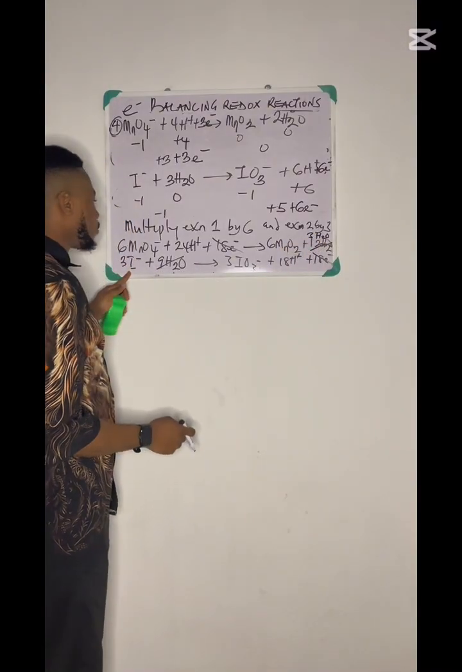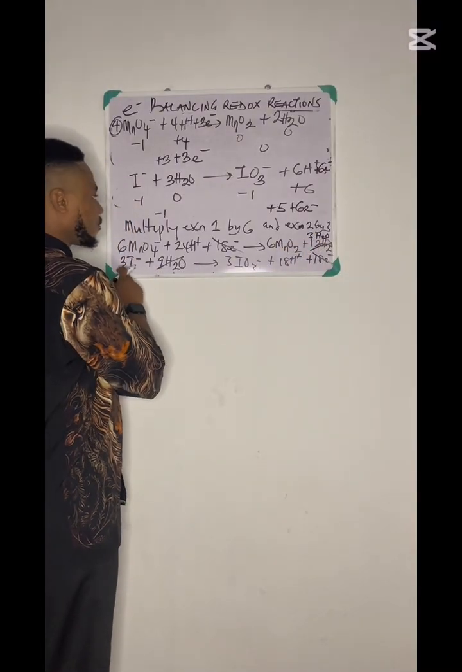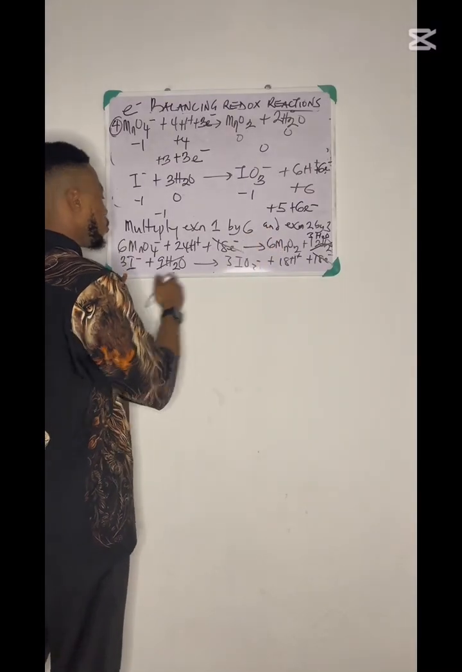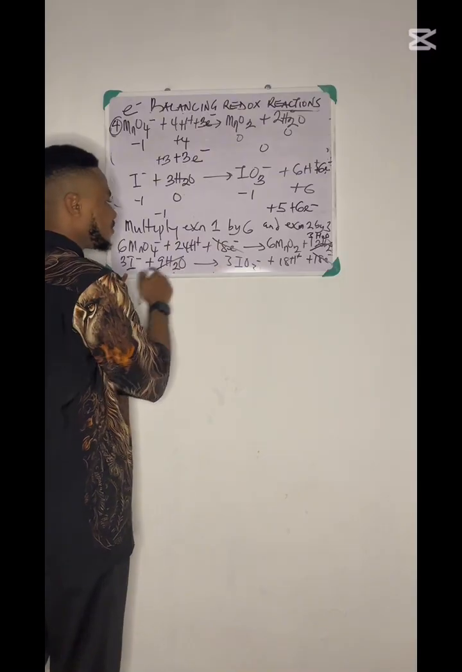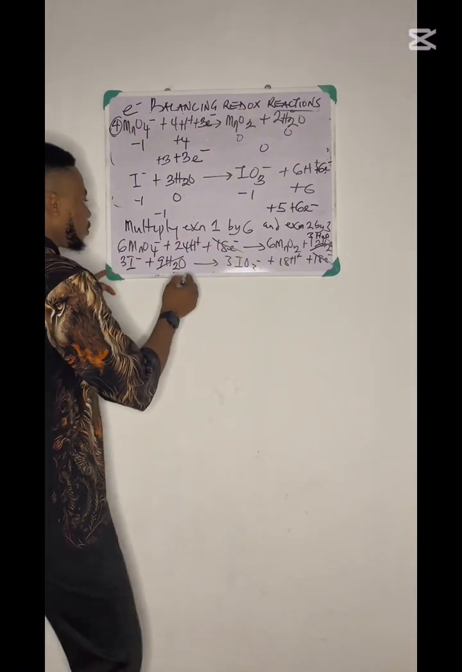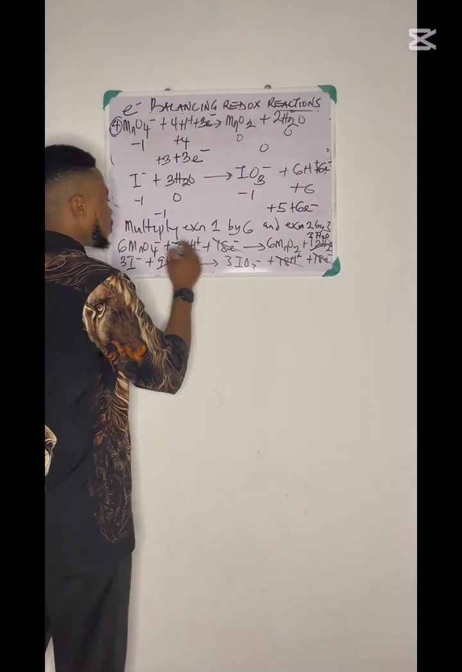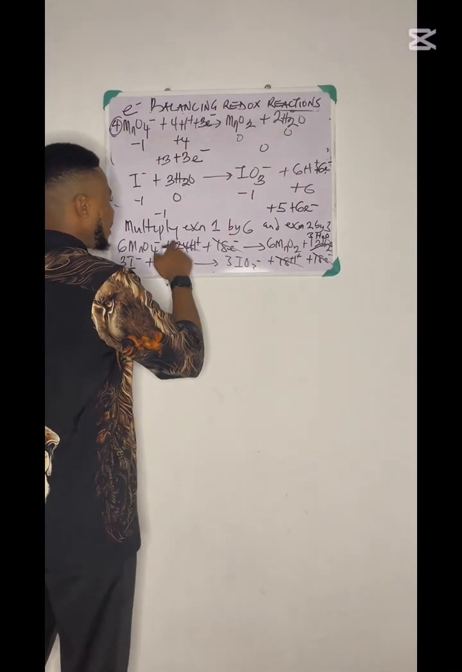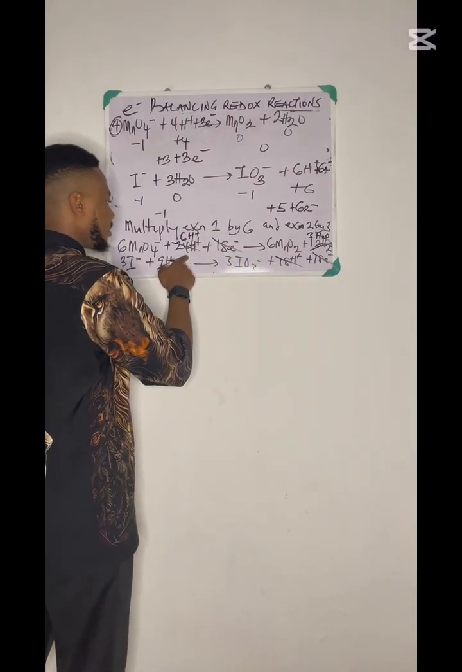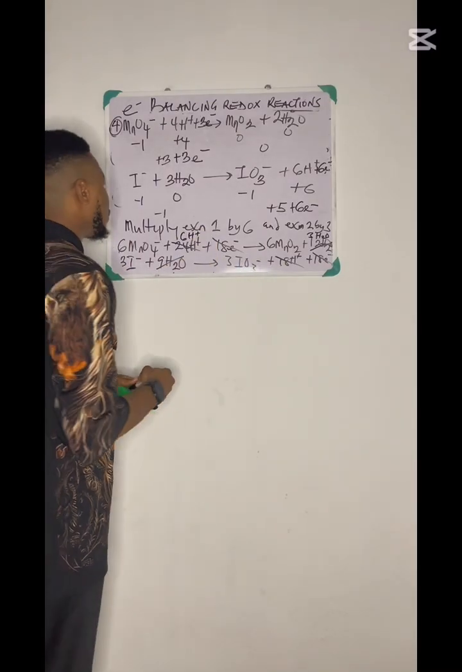Is there any other thing we have to cancel? For 3I, we have 3I here, but they are not on opposite sides, so we cannot cancel anything. Besides, these are not even things that can cancel because they are not the same. So how about H plus? If 18 enters 24, we'll be left with 6H plus. 24 minus 18 is 6. There's no other thing to cancel.